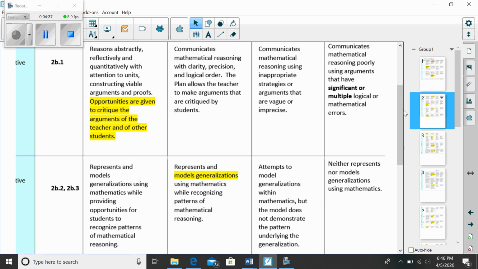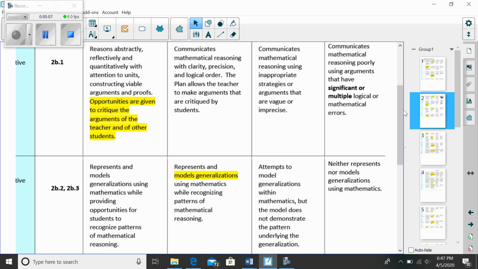So the next one, mathematical communication. Again, how do you show this on a unit plan? You might say things like, well, the students are going to work in groups, therefore they're going to be critiquing the other students' arguments. That's not quite enough. So you need to have something in your plan where you plan for the teacher to present something. Again, it's students playing with the math, the teacher presenting something, and then the students trying to critique that argument.